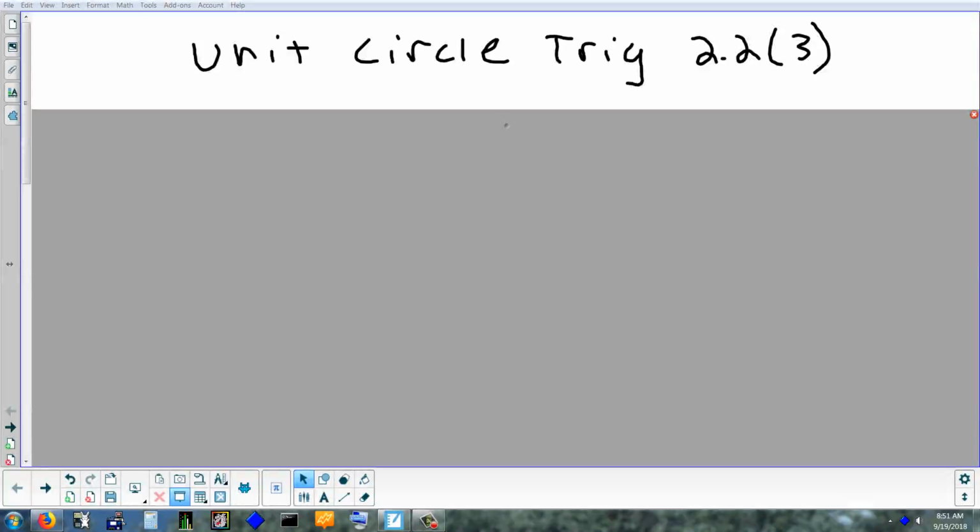Okay, so we're going to look at the last part of section 2.2 today. As long as we get through everything, we should be able to finish the material for the week today, and then tomorrow will be review day.